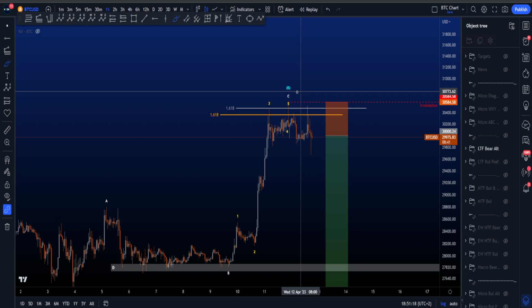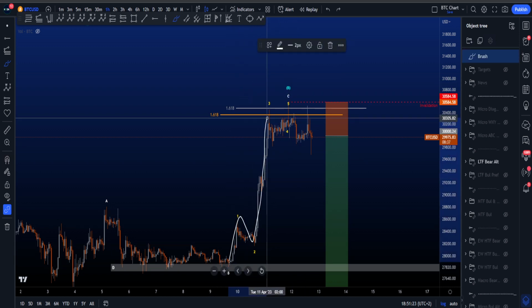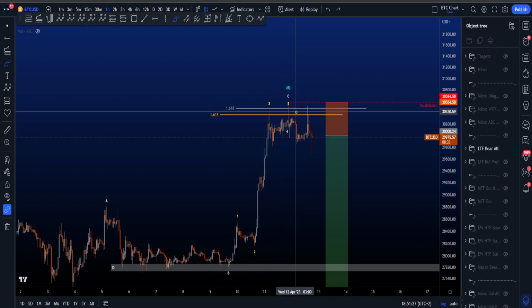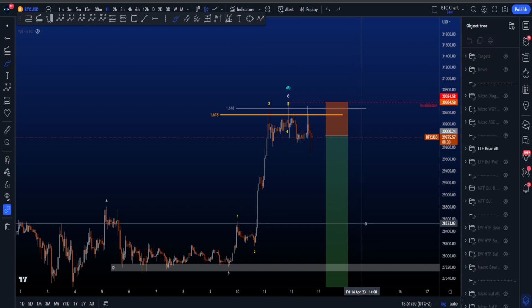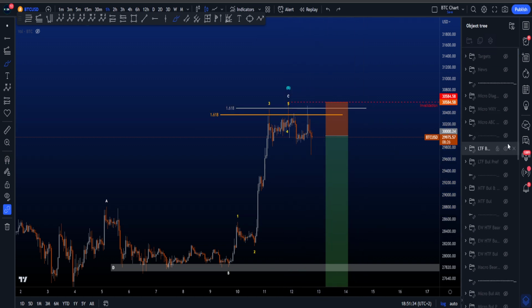Now the inner count of this wave B, final impulsive move to the upside, is then a 1, 2, 3. This has to be a fourth wave for then a 5 wave. So the upper wick is the fifth wave, and we would now expect an impulsive move to the downside. Looking at this structure, however, at the moment, it doesn't look too impulsive.